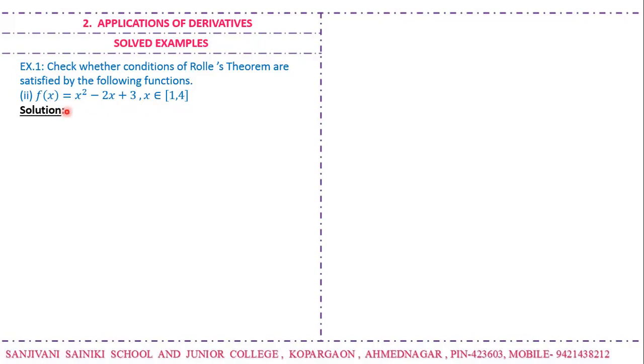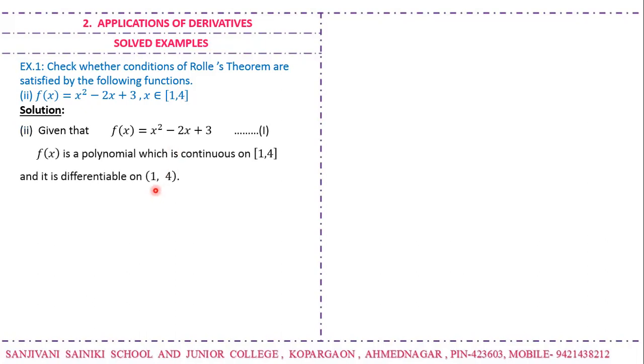This is the second example. Again, if you see, f of x is a polynomial function, and a polynomial function is continuous everywhere, differentiable everywhere. So in particular it is continuous on the closed interval 1 to 4 and differentiable on the open interval 1 to 4. So the first two conditions are satisfied. We have to think of the third condition. So the value of the function at these end points, that is at x is equal to 1 and at x is equal to 4. So here a is 1 and b is 4.